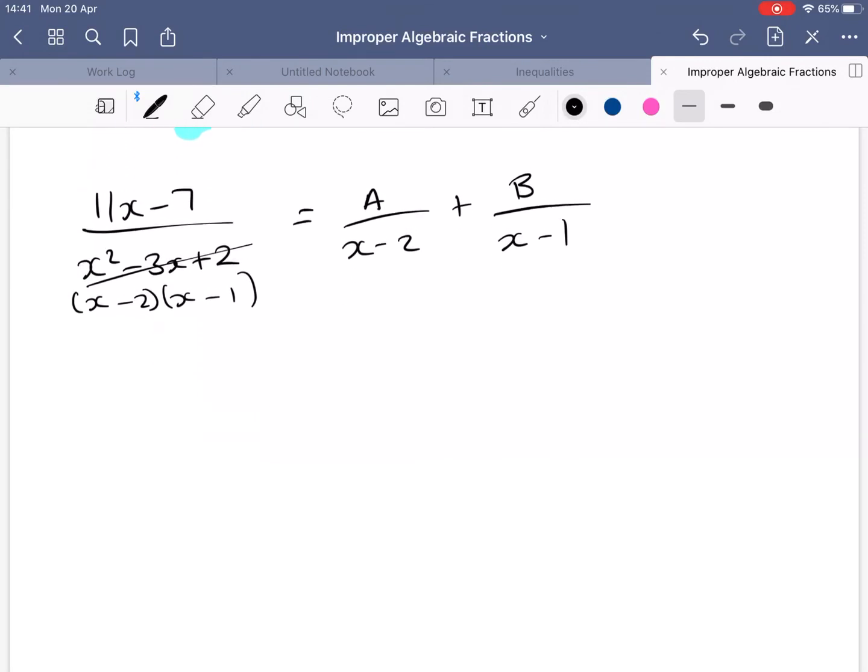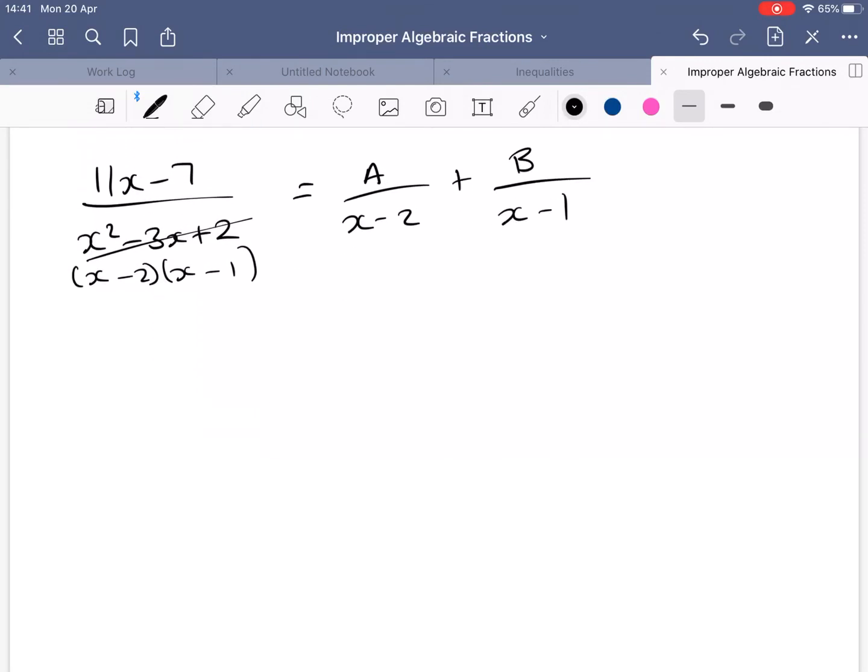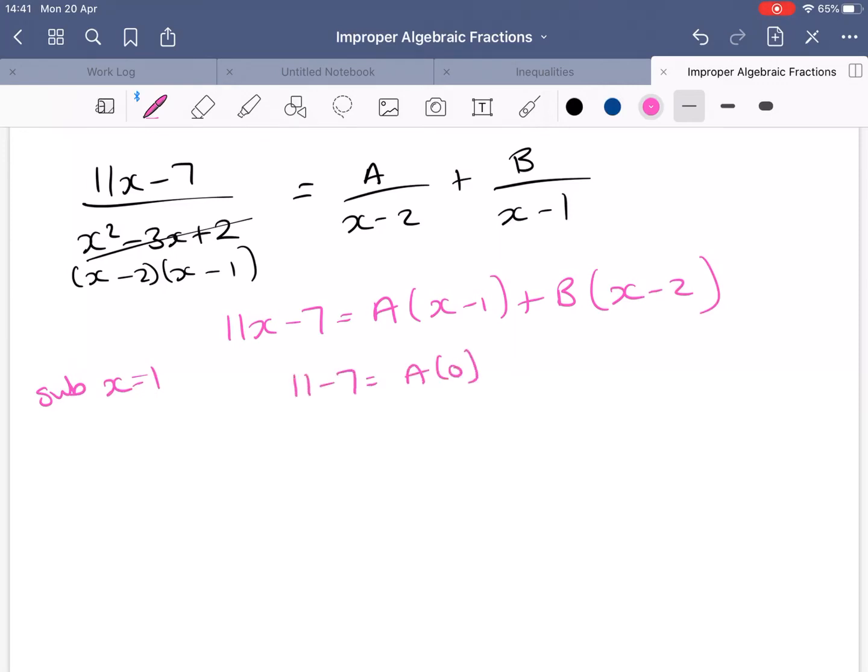Back to normal partial fractions. These are usually a little bit easier than the repeated ones that we've done, so these can usually get done quite quickly. So remember, got to make the denominators the same, and I end up with 11x minus 7 is equal to A times x minus 1 plus B times x minus 2. Do the substitutions. Do x equals 1 first. 11 minus 7 is A times 0 plus B times 1 minus 2. So I've got 4 is equal to minus B. So B is equal to minus 4.